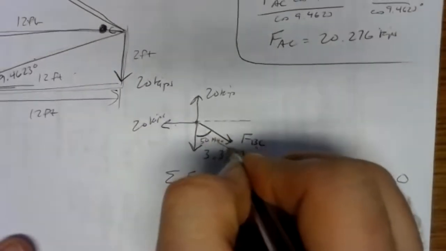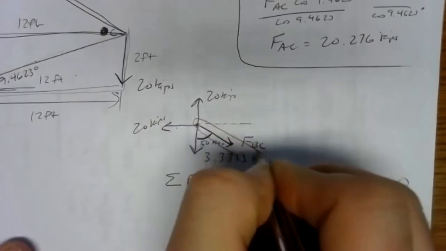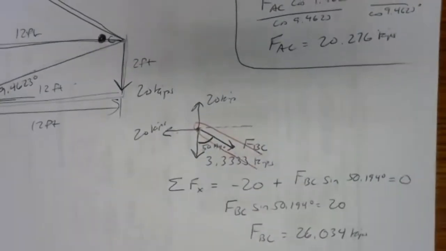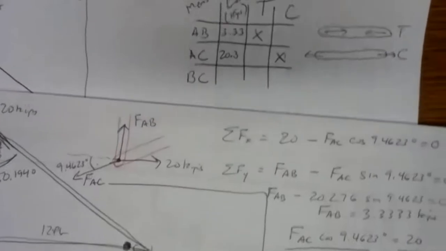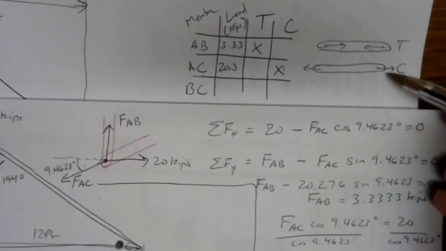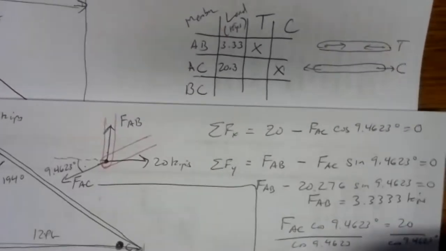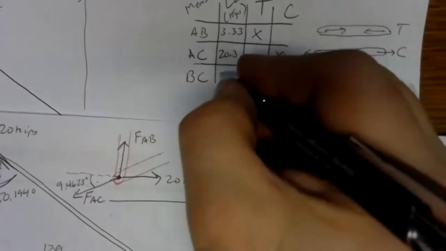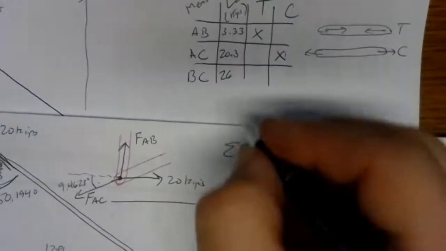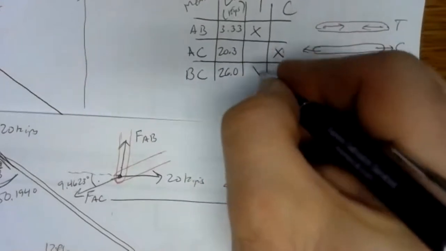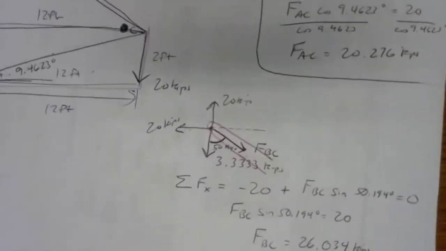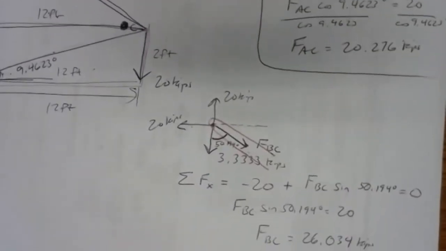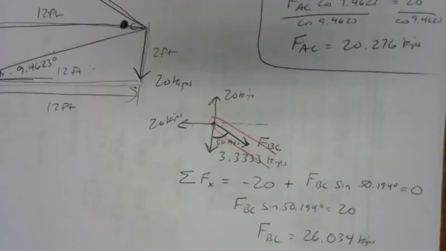So member BC is right there. So we could look at our cheat sheet here. Pulled inward. Looks like what we've got there. That's tension. So member BC is in tension, and I can round that off to 26.0 in tension. So there we go. Came out positive, so we know our directions right.